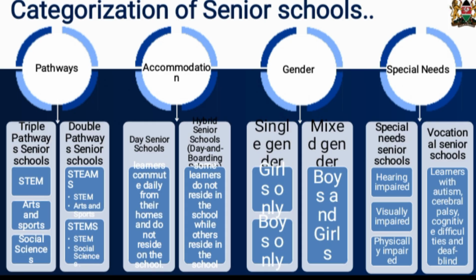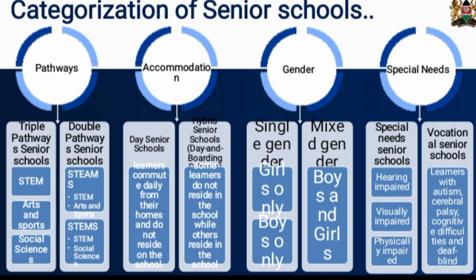Then under the criteria of special needs schools, we have special needs senior schools. That one will be having hearing impaired, visually impaired, and physically impaired. So this one will be carrying all the three special need areas. Then we have the vocational senior schools. Here we have the learners with autism, cerebral palsy, then cognitive difficulties, and deaf or blind. So that's schools that will be having those categories of learners. So that is how these senior schools should be categorized.